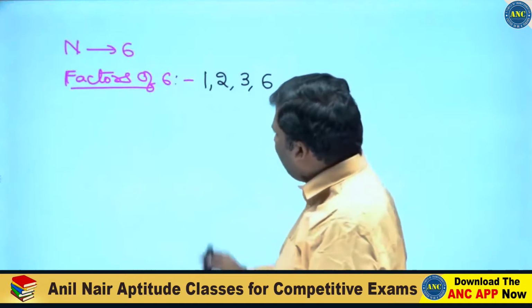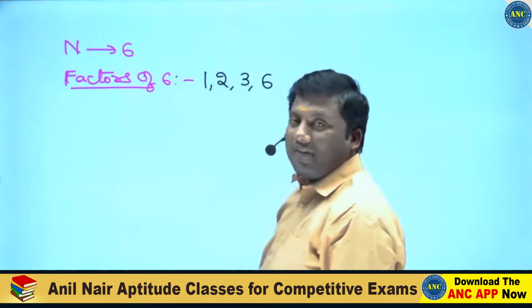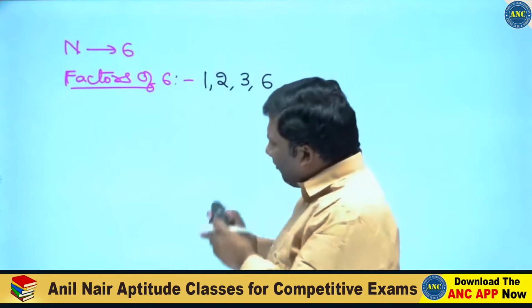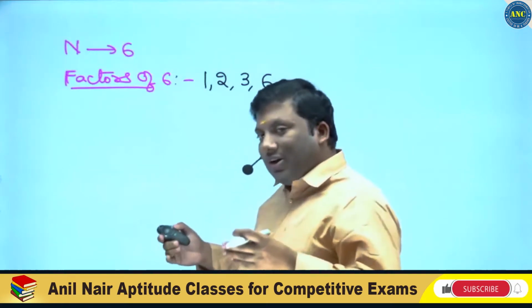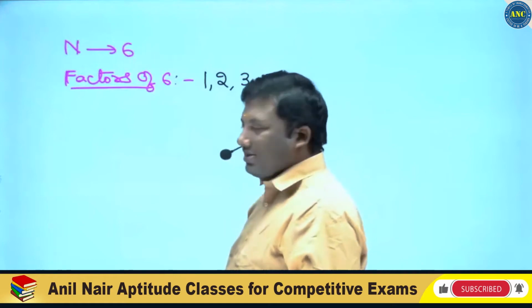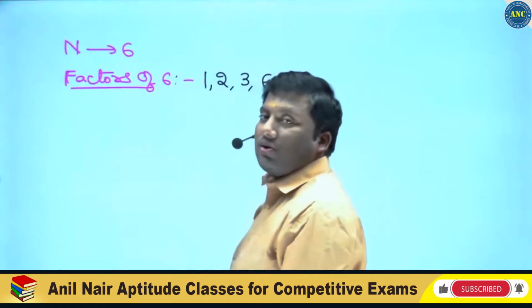Now listen carefully. Can I count them? Yes. How many factors are there? 4 are there. For a simple natural number, I can write it and count it. As the value of the natural number increases, the number of factors may also increase.